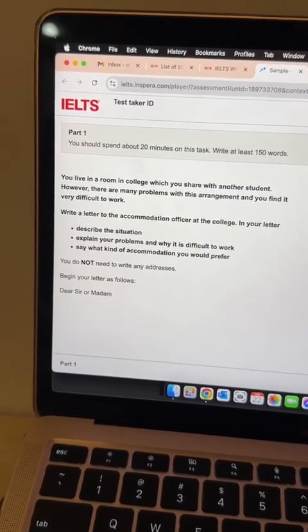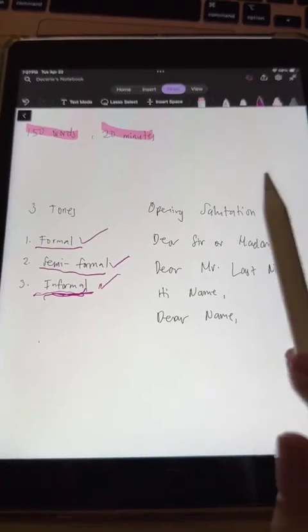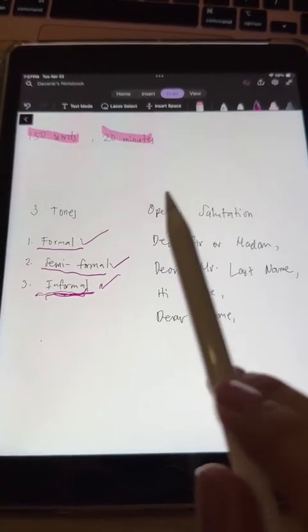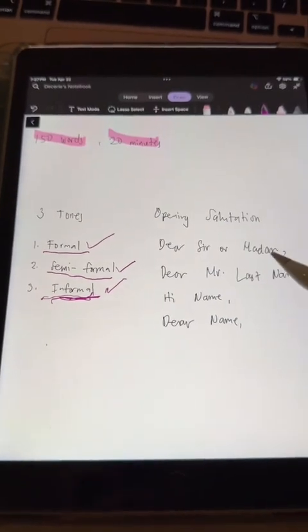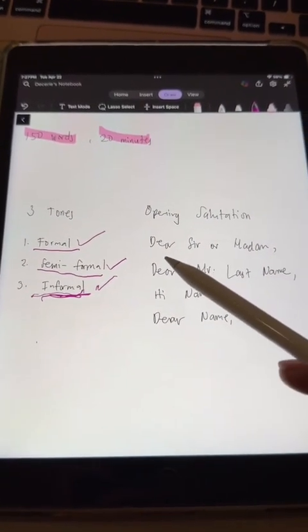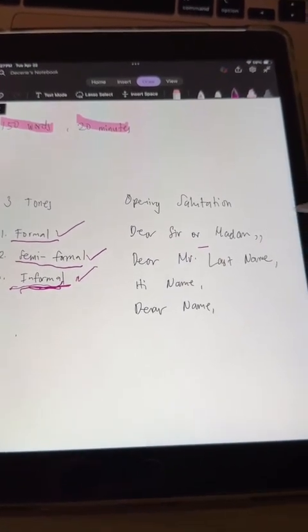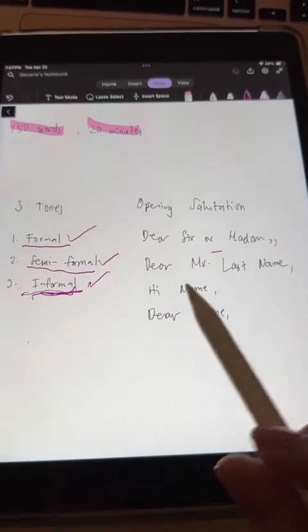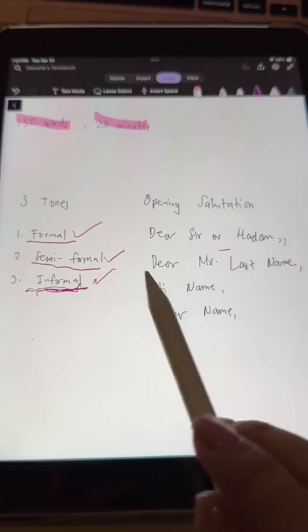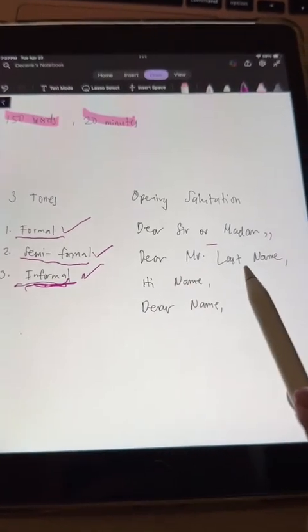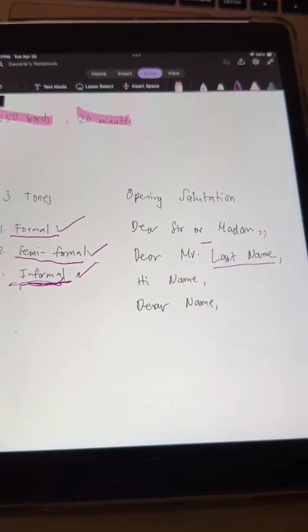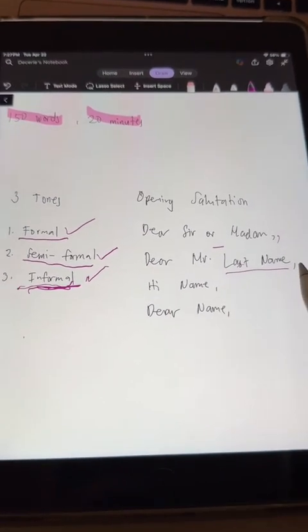So we will assume that you don't have any close relationship with this person because it's an accommodation officer, hindi mo siya roommate, diba? Guys, there are different opening salutations per tone. So kung formal siya, you need to use this, dear sir or madam. Tapos make sure na you have this comma at the end. Tapos kung semi-formal naman, you have to use dear Mr. last name. So, kunwari, ang last name is Smith. So, dear Mr. Smith. Ganyan.